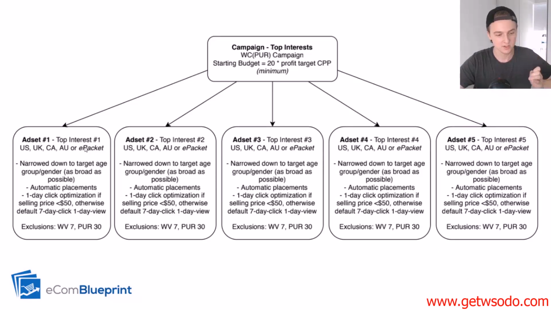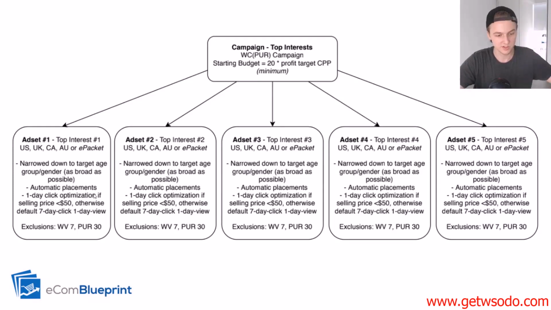So you want to select that interest, narrow down to your target age group, gender, if necessary. Like if in the sandbox campaign you had narrowed that down, you want to leave that narrowed down. But you also want to make it as broad as possible. So for example, if you're narrowing down by age, you want to keep the age range that you're narrowing down by as broad as possible within the realm of profitability.